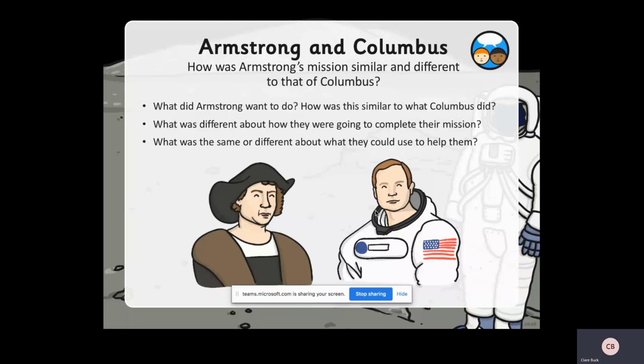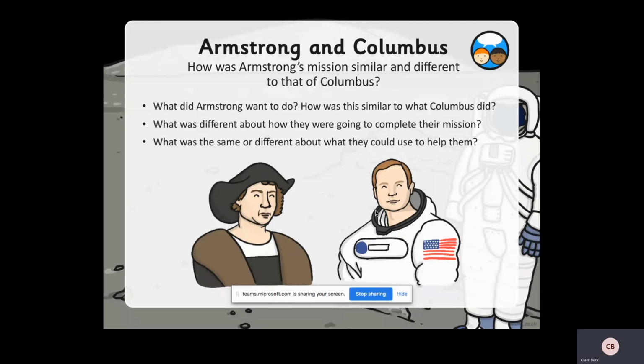So do you remember Columbus? He was searching for India by sea, wasn't he? Travelling out west. And he was discovering new lands. But we could also compare that to Armstrong, who was exploring and travelling to the moon, to land on the moon for the first time. So I expect they both had similar feelings on their explorations.